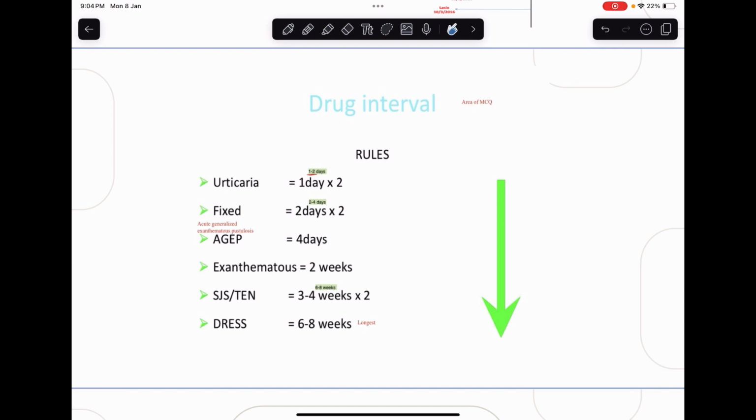Here it says drug interval. For example, urticaria usually starts within 1 to 2 days after drug ingestion. Then we have fixed drug eruption, which it says occurs within 2 to 4 days. For the first time, fixed drug eruption may take up to weeks, but a second or subsequent attack will occur more rapidly, within 2 to 4 days. Then acute generalized exanthematous pustulosis usually occurs within 4 days, exanthematous within 2 weeks, Stevens-Johnson and TEN within 3 to 4 weeks, and lastly DRESS within 6 to 8 weeks, which is the longest duration.